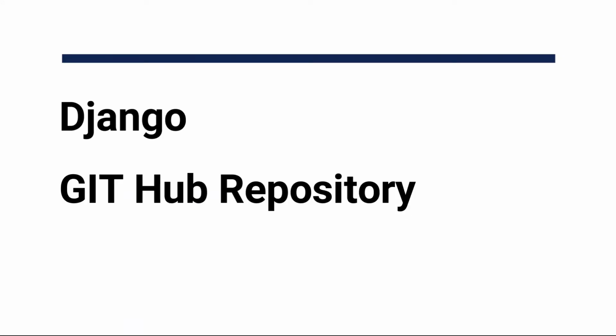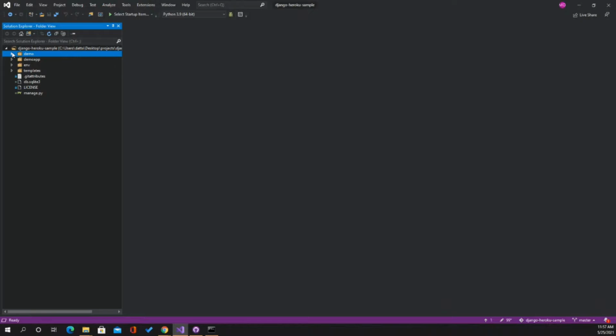Before beginning the tutorial, I am expecting you to know about Django and GitHub repositories. For this tutorial, I created a very basic Django app. Project name is demo and app name is demo app.